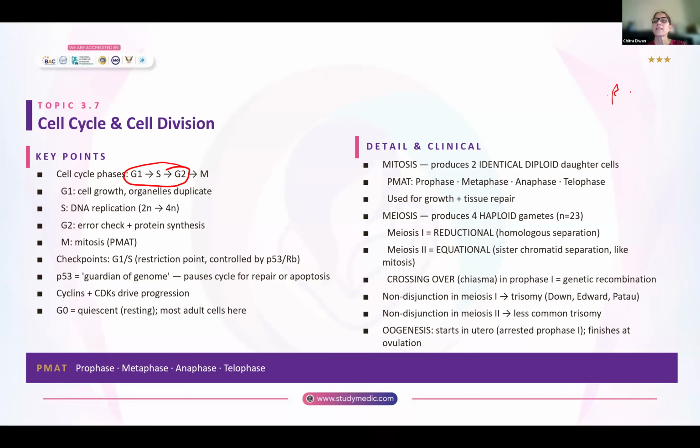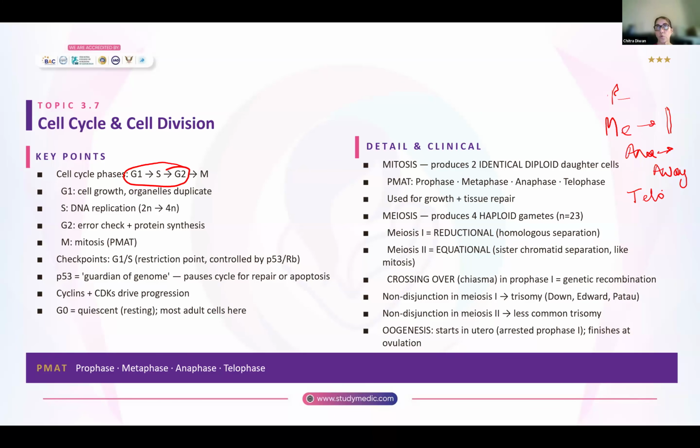Here the cell is preparing itself for division. Then metaphase, I remember it as meet. So here all the chromosomes meet in the center of the cell. Anaphase, the chromosomes go away from each other. This is away, A for away. And telophase means you get formation of two cells or two nuclei. Once the two nuclei are formed, then you get cytokinesis and you get formation of two cells. So that is how you remember prophase, metaphase, anaphase, and telophase.